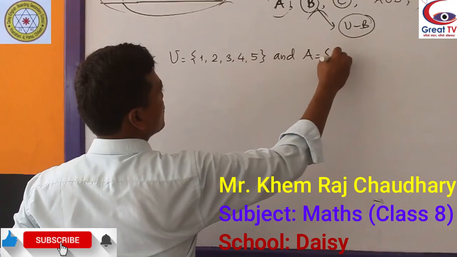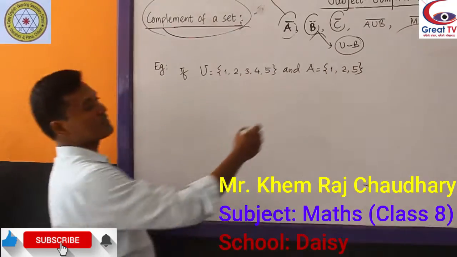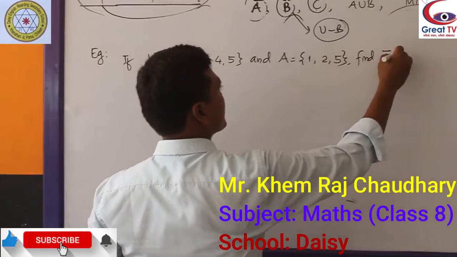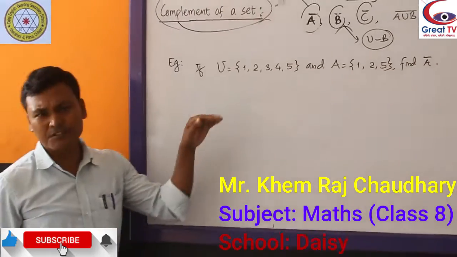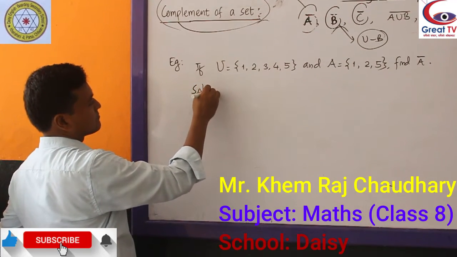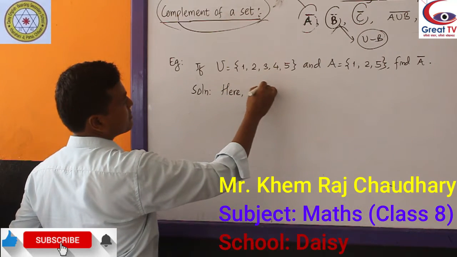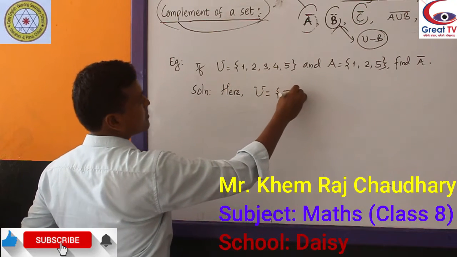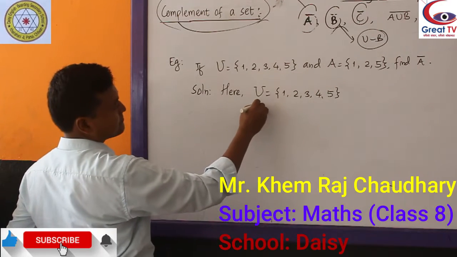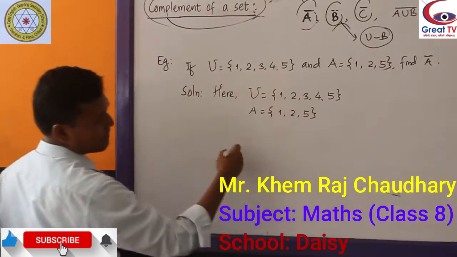And A equals 1, 2, 5. The question is: find A complement. Well, let us start from the simplest example. Solution: here we have two sets given. Universal set U equals 1, 2, 3, 4, 5. Then the set A equals 1, 2, 5.